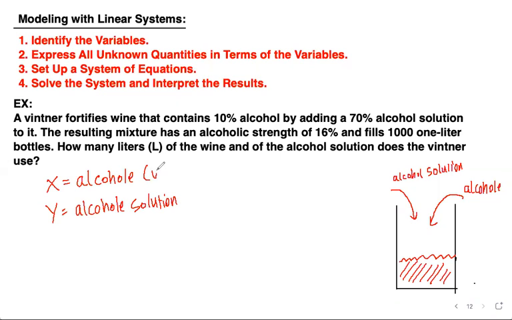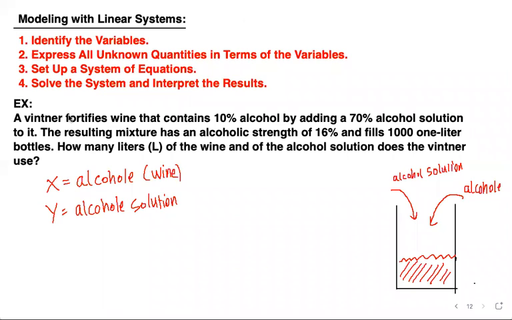Alcohol means the wine. So first step, I have to identify the variables. Inside the bottle has alcohol, and it has also alcohol solution. Now we have to express all unknown quantities in terms of the variables. This means I have to set up the system of equations.